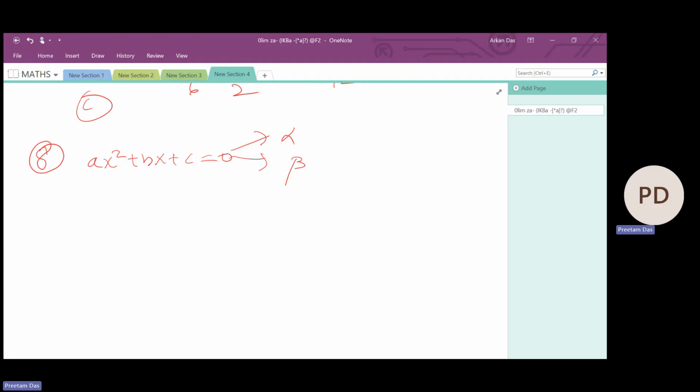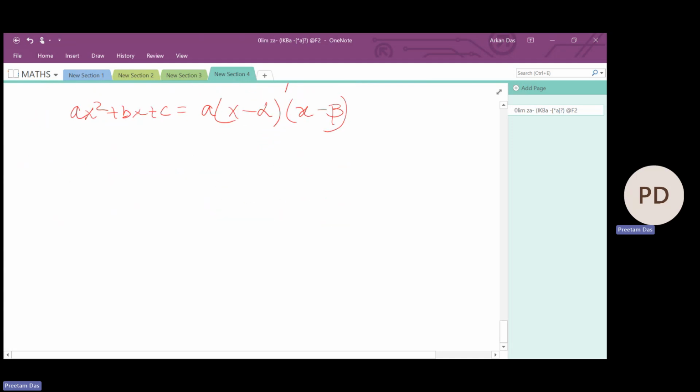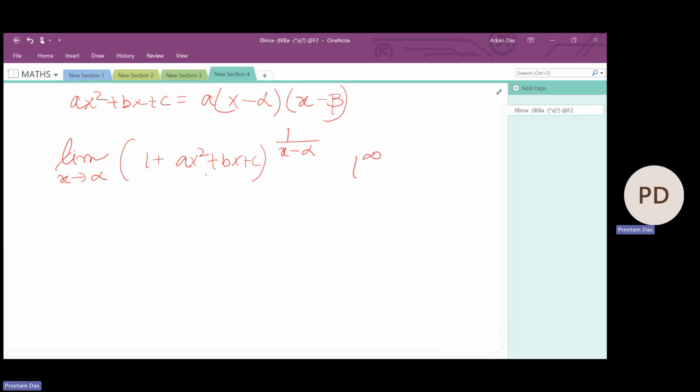We can see the limit that has been asked has an x minus alpha term. So how will we write this? We can easily see we can write this equation as a times x minus alpha times x minus beta. This is what we will be using to solve our problem. So let us see what the limit is now. Limit x tends to alpha of 1 plus ax square plus bx plus c, raised to 1 by x minus alpha. We can clearly see this is of 1 raised to infinity form. If you put x as alpha in this, it will be 0 because alpha is the root of this equation.